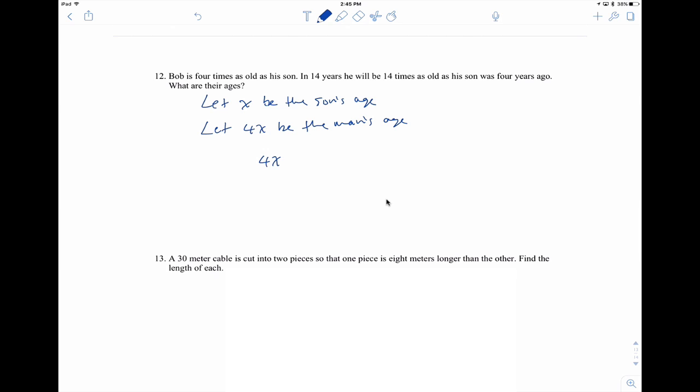In 14 years the man will be, so equals, usually when you see the b, 14 times as old as his son was 4 years ago. As old as his son was 4 years ago, he will be 14 times that. So, again, I'll just pipe down and do the algebra.